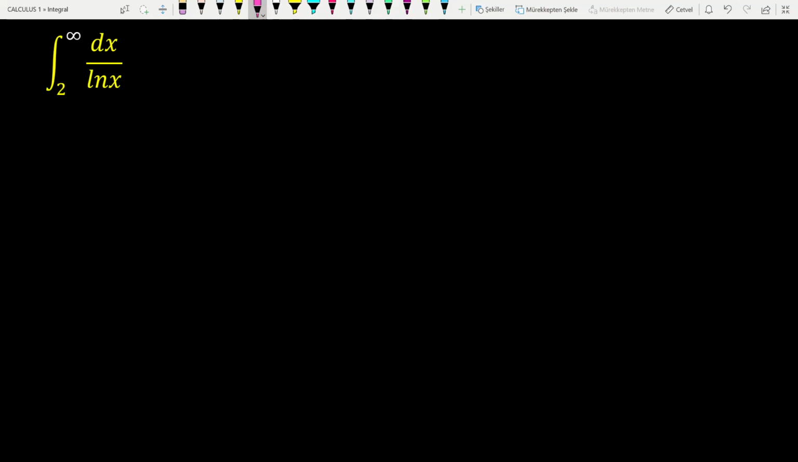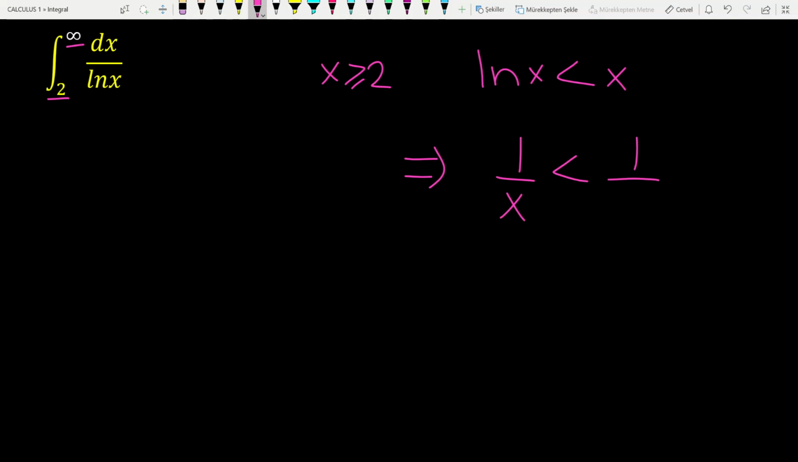This is a type 1 improper integral, since the boundaries of integration go from a number to infinity. And we know that when x is greater than or equal to 2, ln x is less than x. Using this inequality, if you reverse it, you have 1 over x is smaller than 1 over ln x.